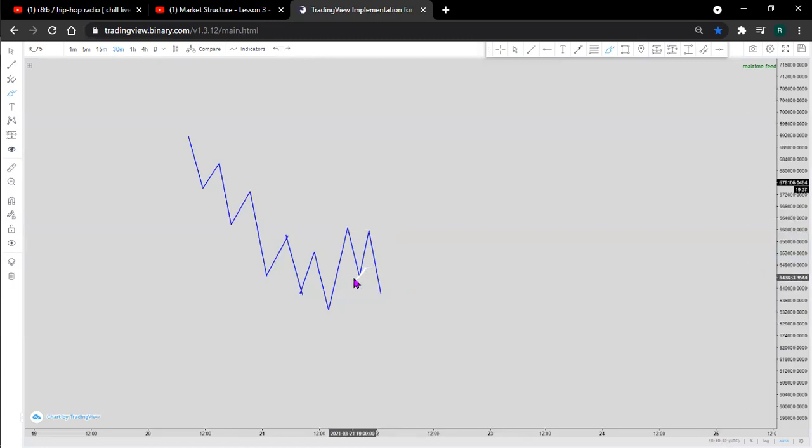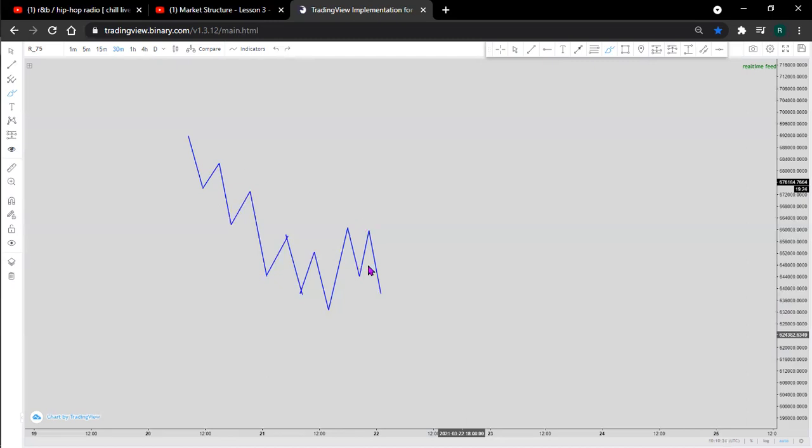But it's important to understand that getting more confirmations, or stacking up your confirmations, is much more assuring when it comes to taking a trade, and it's much safer in terms of whether or not you're going to lose or win that trade.